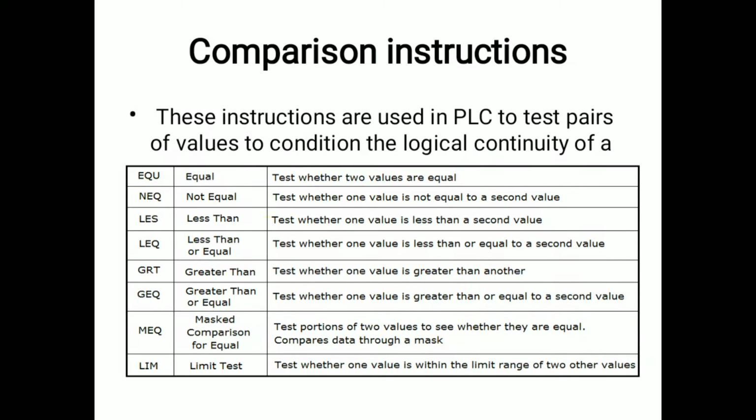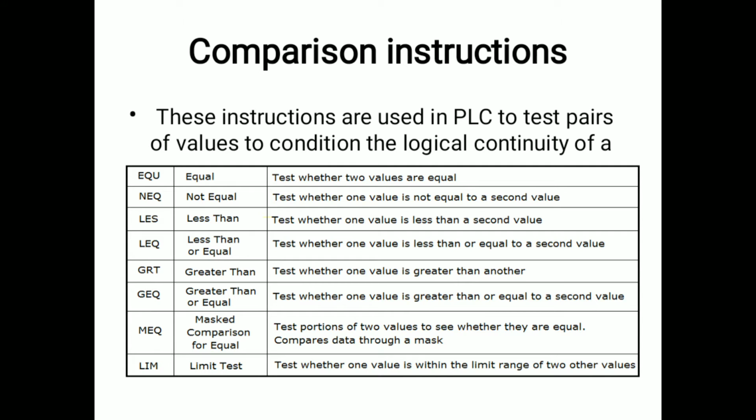In this lecture we will discuss comparison instructions. Comparison instructions are used to test two values, or you can say a pair of values, for a certain condition. Suppose we have 5 in A and 5 in B, both numbers are equal, and we want to test this condition. So basically these instructions are used to test various conditions, right?